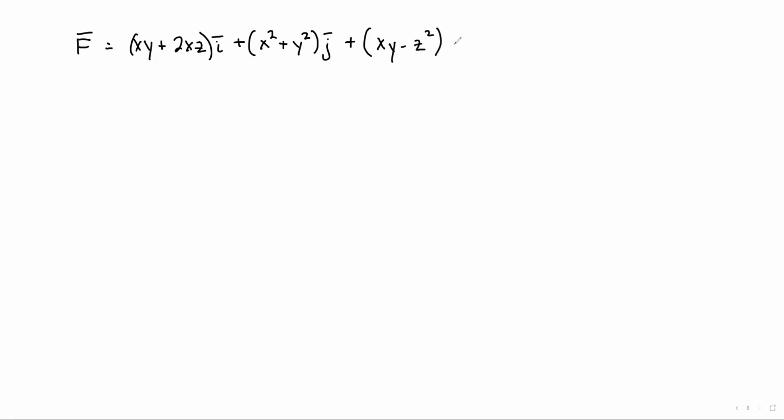So instructions are the same. Find f dot ds. So we've got f equals xy plus 2xz i, and then plus x squared plus y squared j, and plus xy minus z squared k.